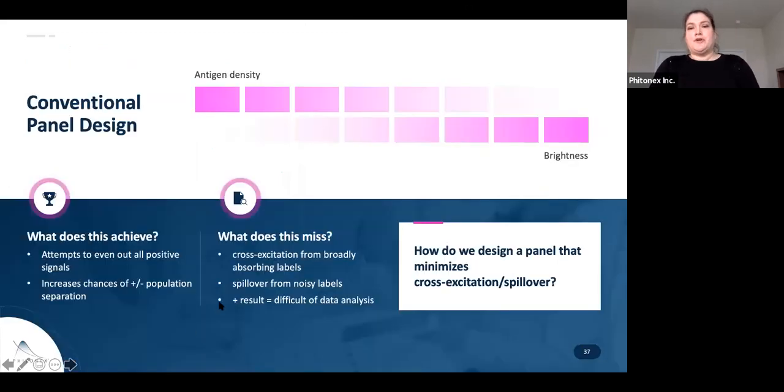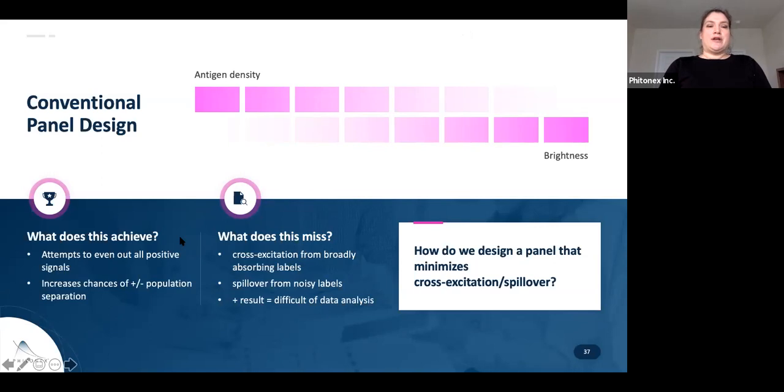So what does this mean in terms of panel design? If we have this, what do we need to think about? We've been used to thinking about getting the brightest labels with the lowest antigen density, what's limiting in terms of being able to use our antibody labels. Are there only certain colors available? Once we have this tunability, what do we think about in terms of really designing a panel?